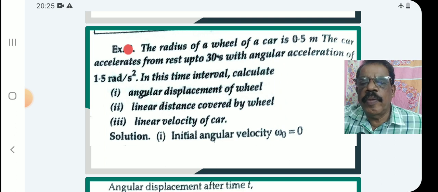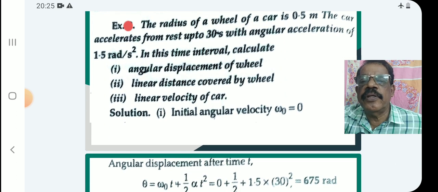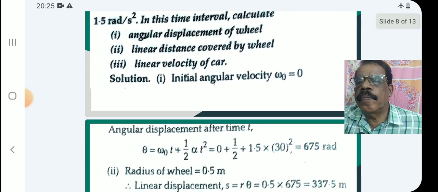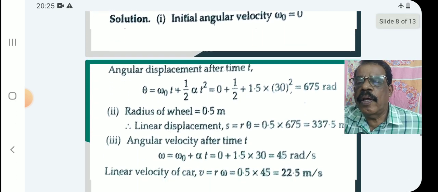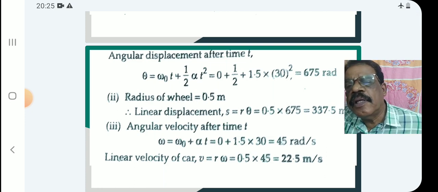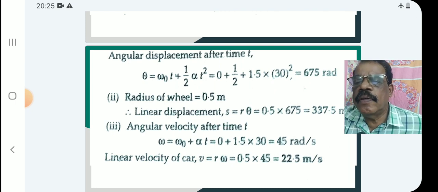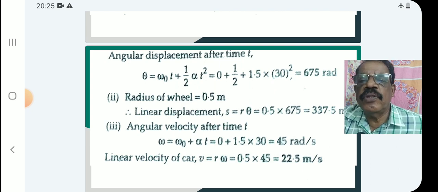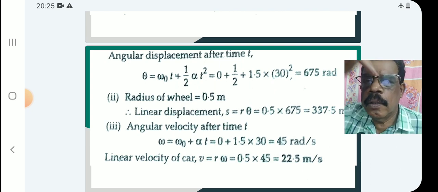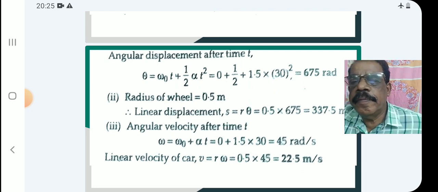So initial angular velocity omega 0 is zero, it starts from rest. Angular displacement after t, theta is omega 0 t plus half alpha t square. Put the value 0 into half, time is given, it is 30 seconds. So half alpha t square, half into 1.5 into 30 square, which is 675 radian. Theta is measured in radian.